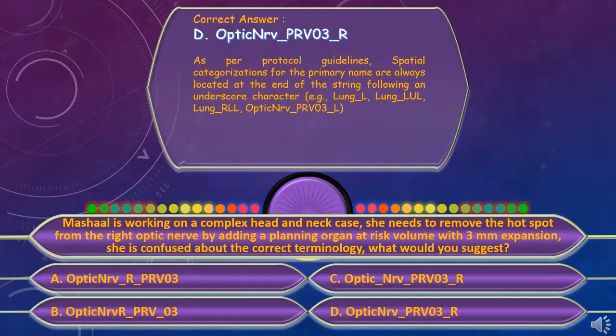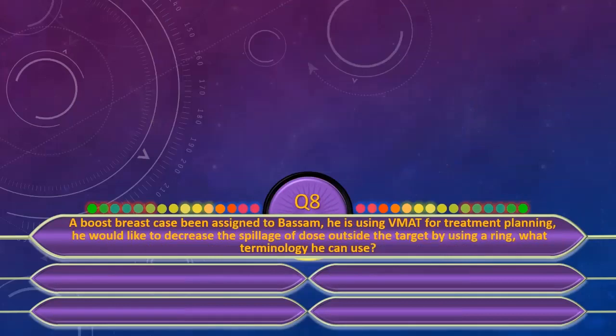It was there, you see. Optic nerve, PRV, and then you have the laterality, which is left, right, and so on. So it was there in the previous example. Okay, let's go ahead.